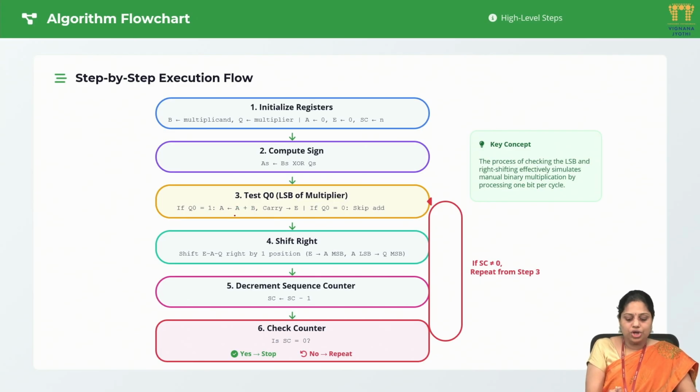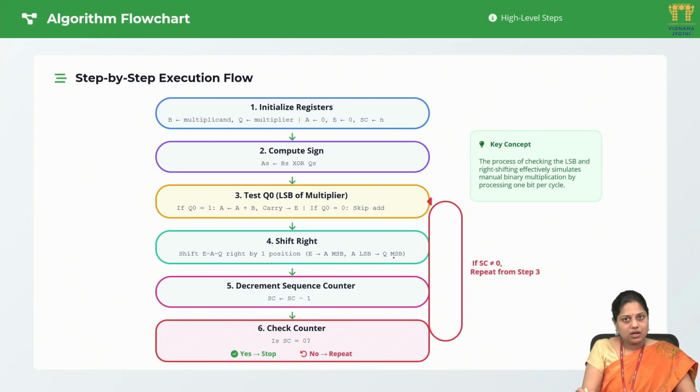That is, first you perform the addition operation between registers A and B using the parallel adder and complementer, and the result is stored into A, where if you get any carry, it is pushed into E. If Q0 is equal to 0, you simply skip this addition step. Next, the default step is a right shift operation for E, A, Q altogether by one position.